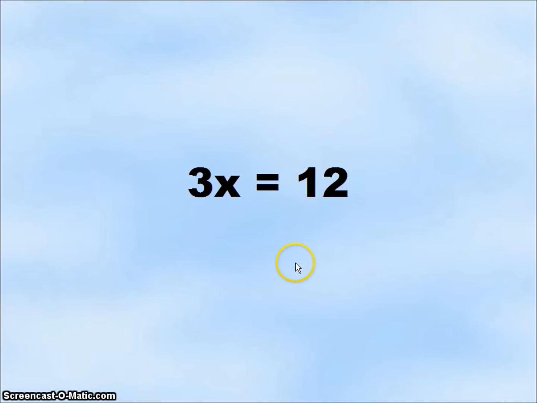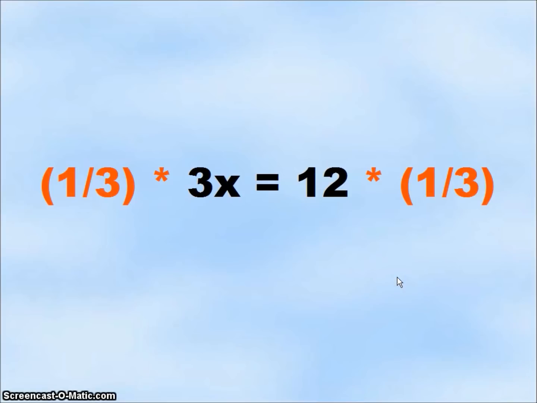Again, our strategy is to isolate the x. So I have 3x. Let's multiply by 1/3. 1/3 times 3 would give me 1, thus isolating the x. Again, we gotta do the same thing to both sides of the equation. 1/3 and 3 will cancel out, leaving just the 1, x. And then evaluating 12 times 1/3 will give us 4. So x equals 4.